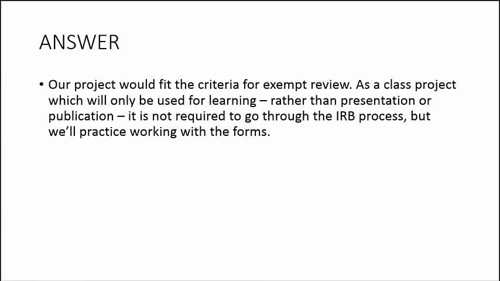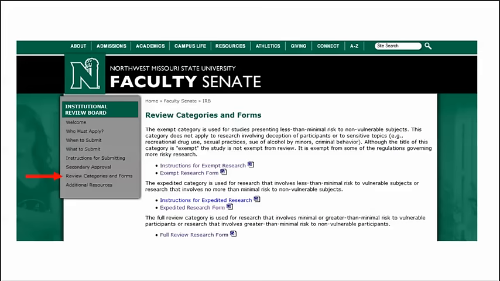Our project would fit the criteria for exempt review. As a class project, which will only be used for learning rather than presentation or publication, it's actually not required to go through the IRB process, but we'll practice working with the forms. The section of the IRB page labeled Review Categories and Forms includes instructions for each type of review. If you've not already done so, please pause this presentation and go to this page, then download the instructions for exempt research and the exempt research form.